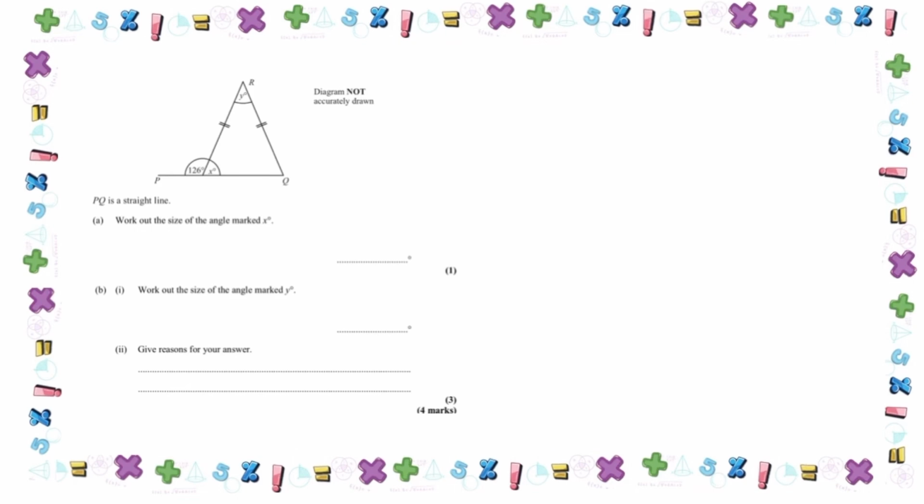Let's have a go at another exam question. So PQ is a straight line. Work out the size of an angle marked X. As we can see, the angle X is sitting on a straight line, and we have 126 given to us. So what we can do is 180 minus the 126, which is going to give us 54 degrees. So that means X is equal to 54 degrees. Part B, work out the size of an angle marked Y.